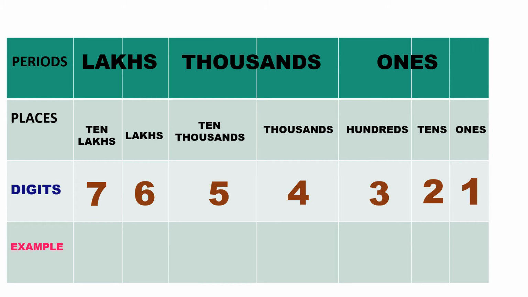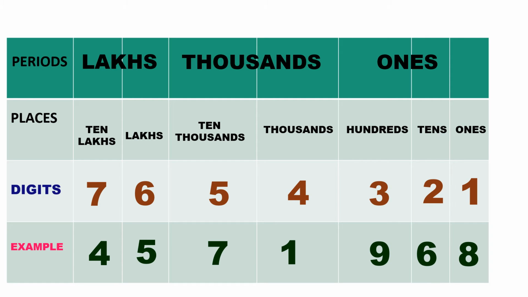Suppose we have to read a number 4, 5, 7, 1, 9, 6, 8. For reading a number, first we have to allot the places of these digits above them. I have told you we have to start from right hand side. Ones, tens, hundreds, thousands, 10,000s, lakhs and 10 lakhs.